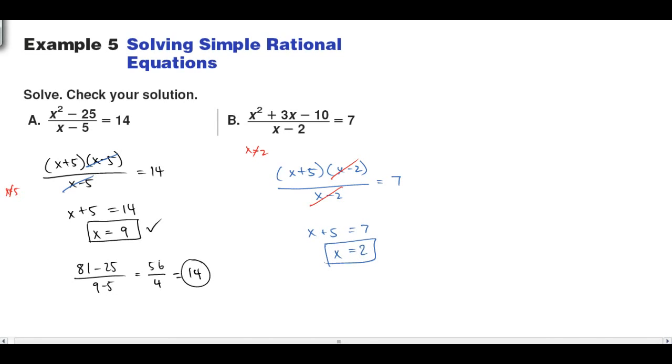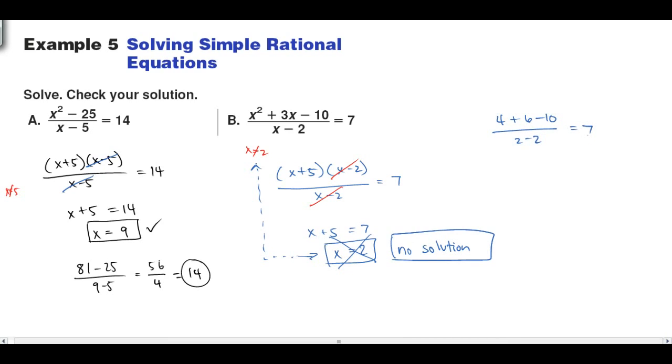There's our answer. Oh, but what about that little warning we said in the beginning? Make sure you don't get 2, because that would put a 0 in a denominator. And so therefore this answer is extraneous. We have no other answers for this problem, so this has no solution today. And we cry a little bit because we thought we had one, but good thing we checked. And in fact, plug it back in and see. You could plug in your 2, and you could get 4 plus 6 minus 10 all over 2 minus 2 equals 7. And you will notice that 4 plus 6 is 10, and 10 minus 10 is 0.